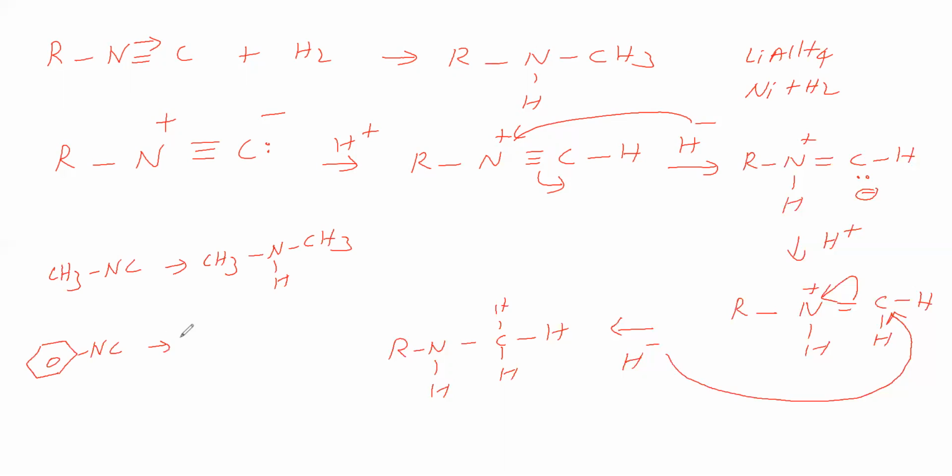Phenyl isocyanide, what is the product? This phenyl group you will write as it is. N will become NH, C will become CH3. It is the product. Okay, the reduction we have seen. Next, isocyanide oxidation we'll see.